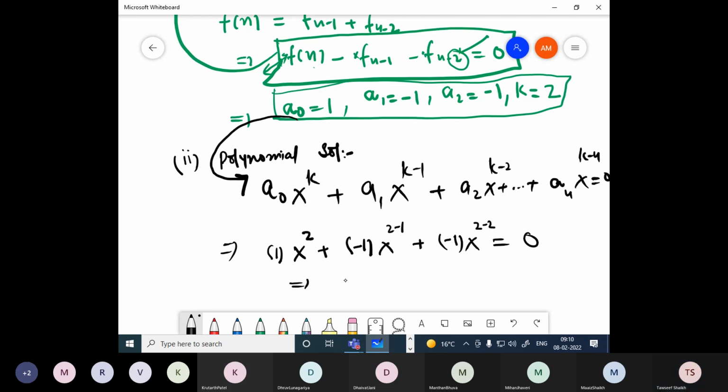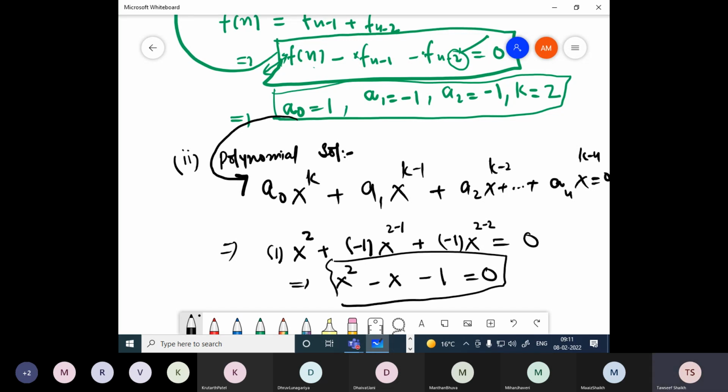So my recurrence will take the form x square minus x power 2 minus 1, which is x, minus x power 0, which is 1, that should be equal to 0. And this will now get converted into a form which will become a quadratic equation. So it's not a recurrence, it's now an equation. Okay, so this is the second step.